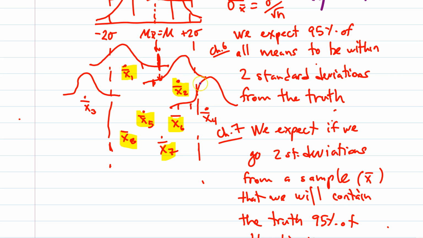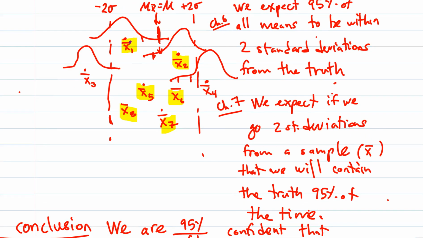If I do an interval, why does it need to be right or left? Because I don't know where the truth is. Here the truth was to the right, here the truth was to the left. But basically any of these numbers that had fallen within 2 standard deviations, the truth would fall within 2 standard deviations of it. Okay? So that's the idea between Chapter 6 and Chapter 7.